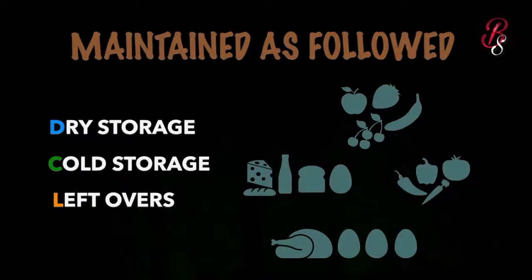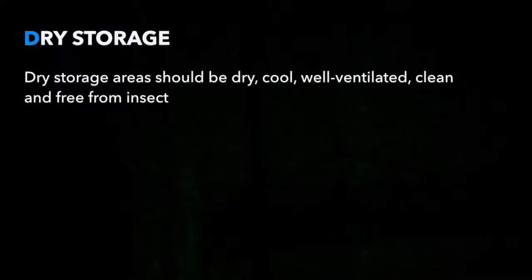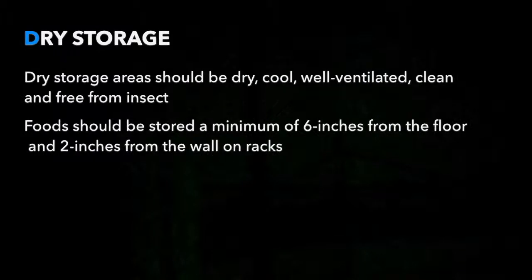Dry storage is for things like cereals, pulses, all things you can keep in a perfect way. Then cold storage is for the meat, cooked food, everything that goes straight into the refrigerators or the walk-in, where you can keep it at a perfect temperature. It's not going to get spoiled and can have a long life. Let's see what I explain in this video about the three important things: dry storage, cold storage and leftovers. Let's start with the next slide. Here we go, the dry storage. What it says: dry storage area should be dry, cool, well ventilated, clean and free from insects.